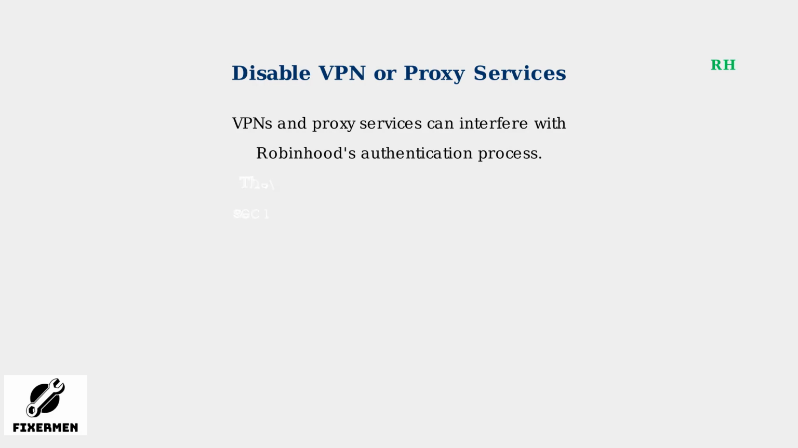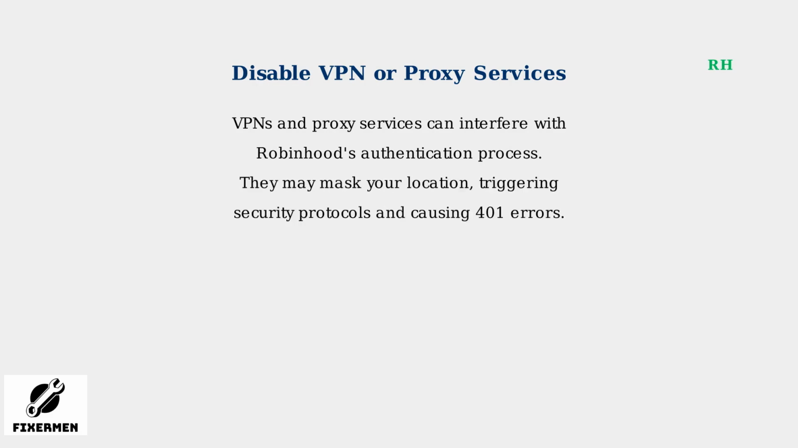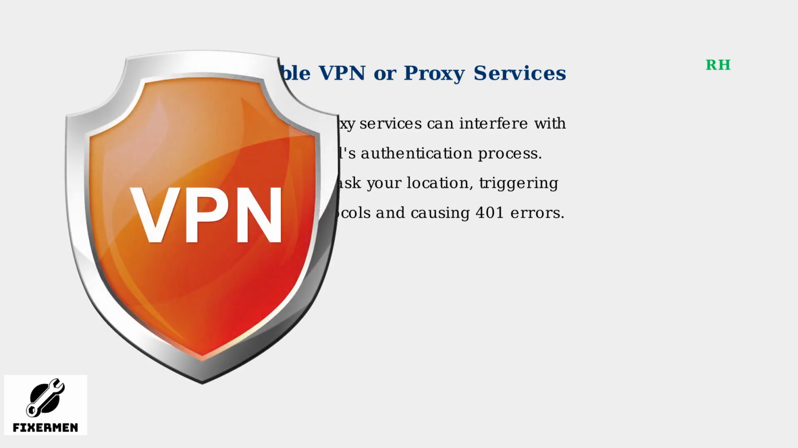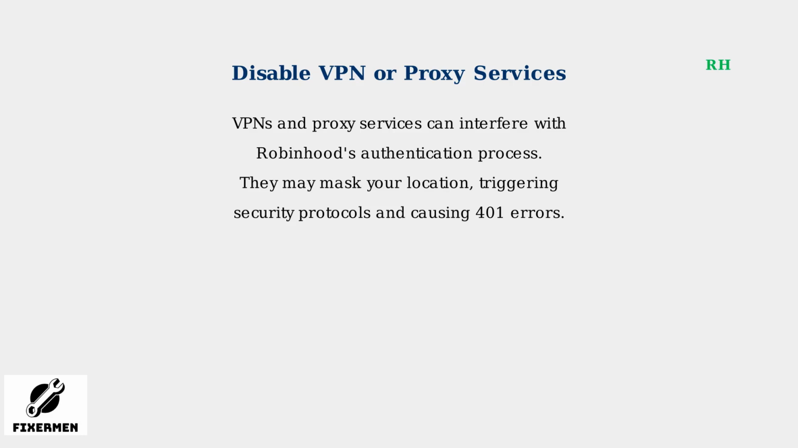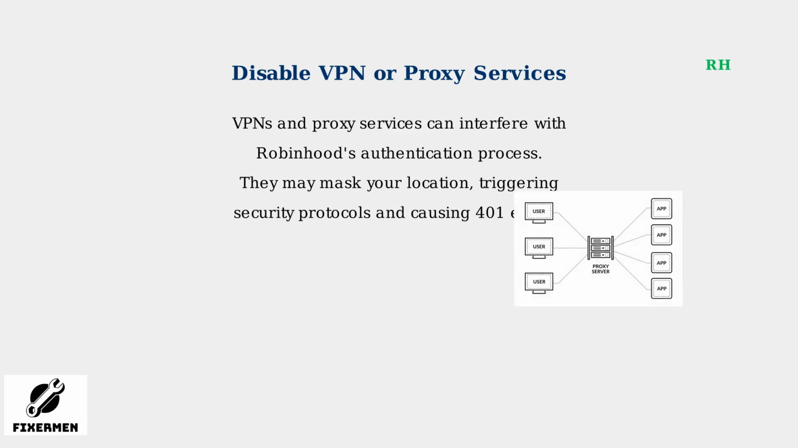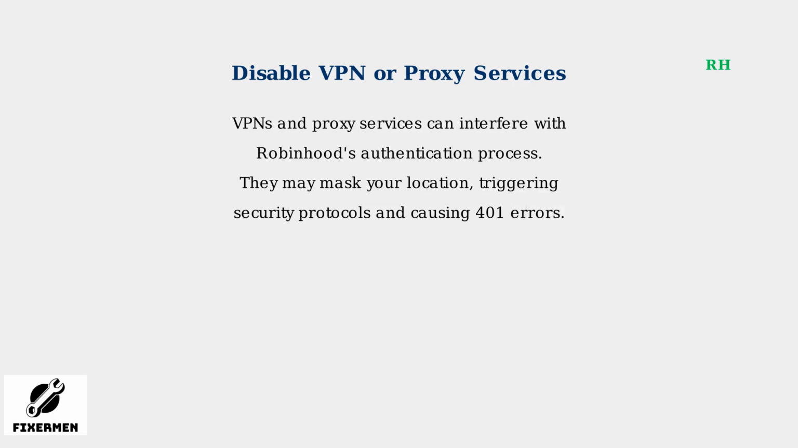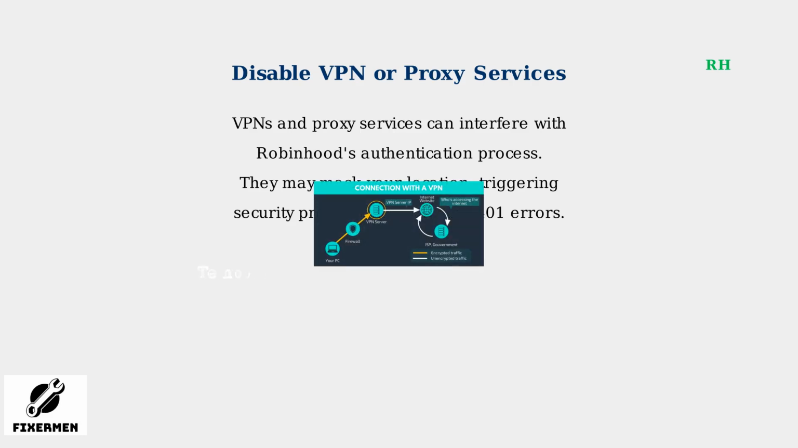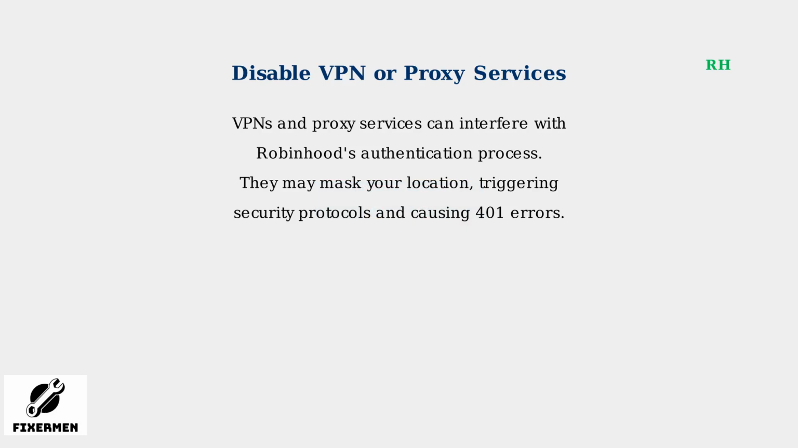VPNs and proxy services can sometimes interfere with Robinhood's authentication process by masking your location or disrupting secure connections. VPNs create a secure tunnel that might trigger Robinhood's security protocols, thinking your location has changed unexpectedly. Proxy services route your connection through intermediary servers, which can complicate the authentication handshake. When a VPN masks your location, it can cause Robinhood to flag the login as suspicious. The simple fix is to temporarily disable VPN or proxy services and try logging in again.